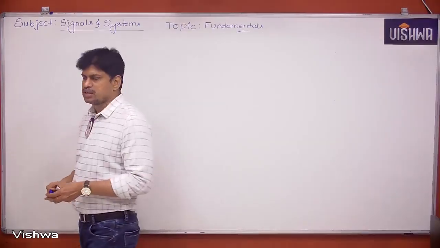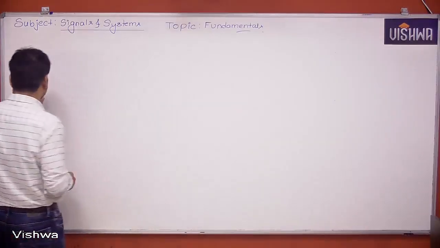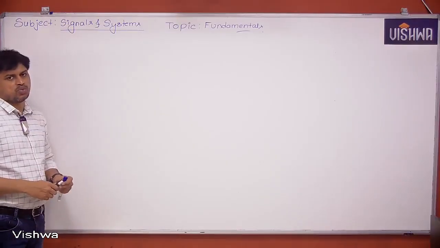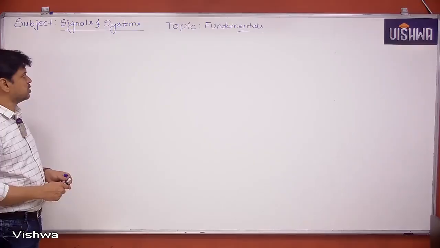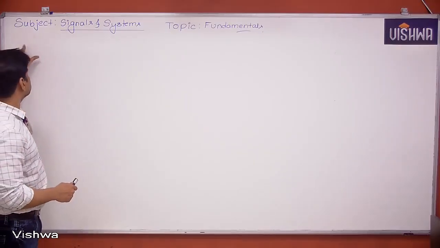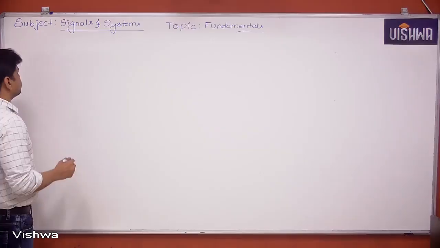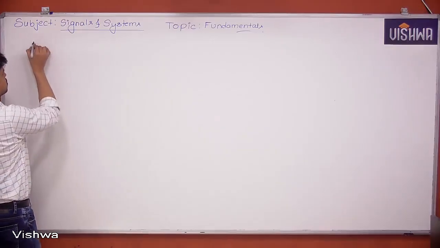Let's go with the next very important one. We have to write the given waveform in terms of u of t and r of t. Okay, so writing the waveform in terms of u of t and r of t. Let's see. For that, first we have to understand some of the things. Okay, this is the concept.